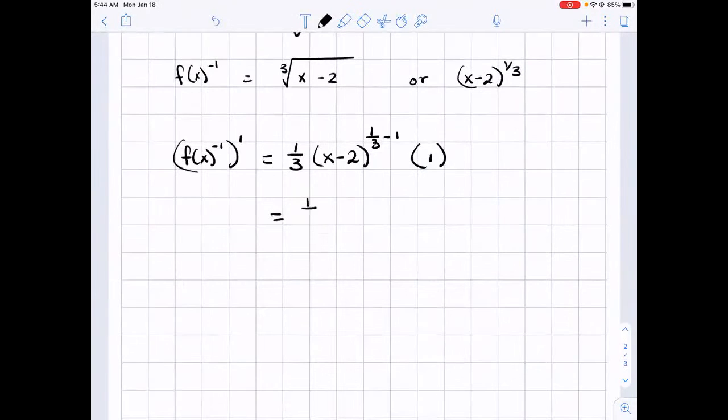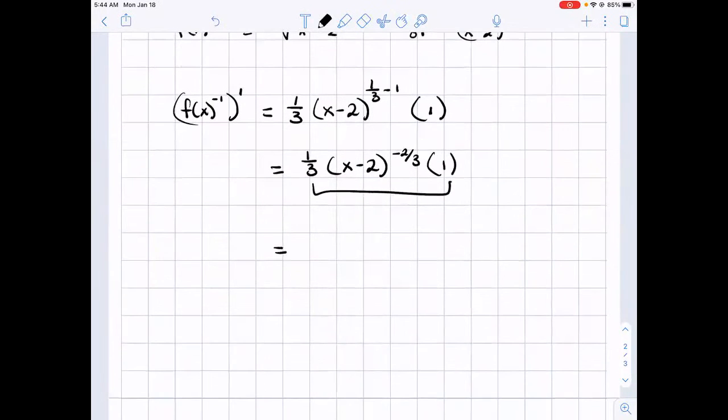Simplifying this, we have 1/3 times (x minus 2) to the minus 2/3 power. And 1/3 times 1 is the same as 1/3. So this becomes 1/3 times the cube root, if you want to write it as a root, of (x minus 2) squared.